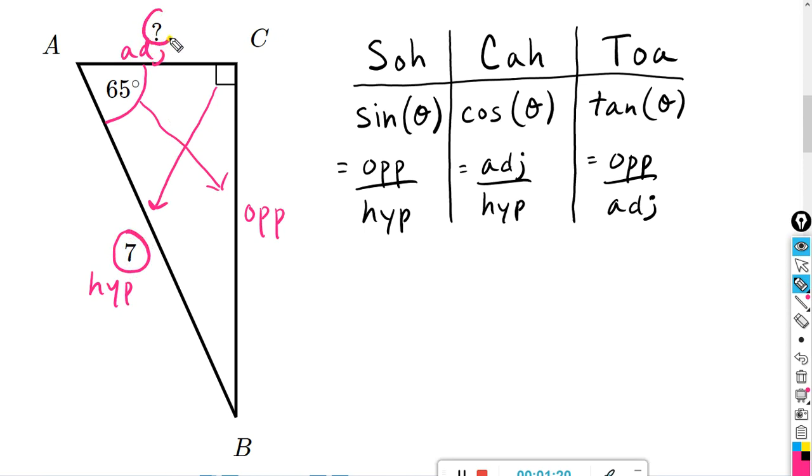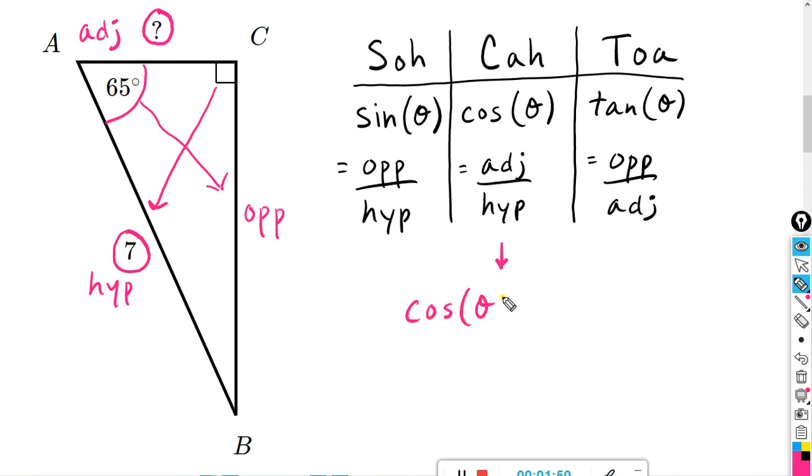So that is a question mark, so that's what we're looking for. So we don't have anything for the opposite side, but we have the hypotenuse, and we want to find the adjacent. Okay, so we need to use the formula that has adjacent and hypotenuse. Okay, and that's the cosine formula. All right, so we're using this one here.